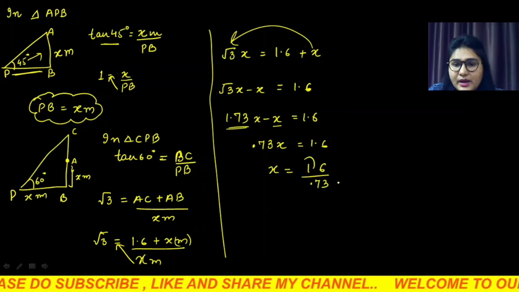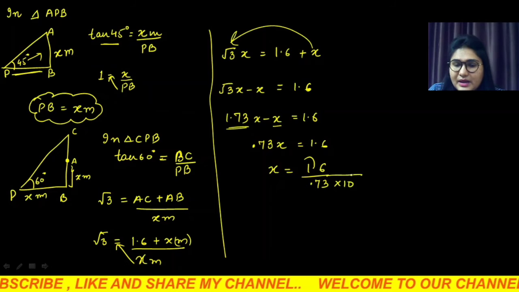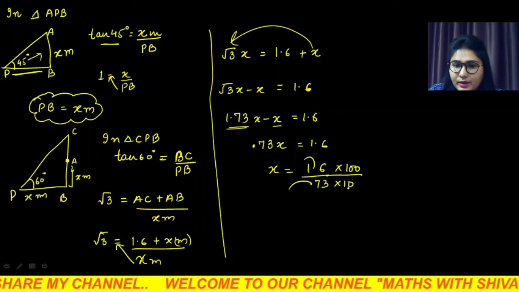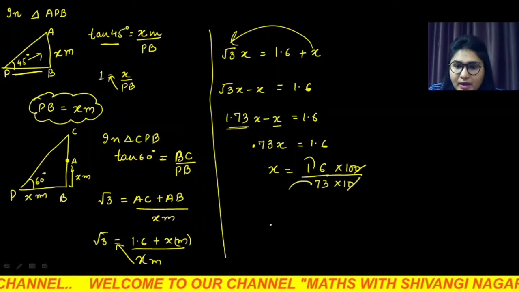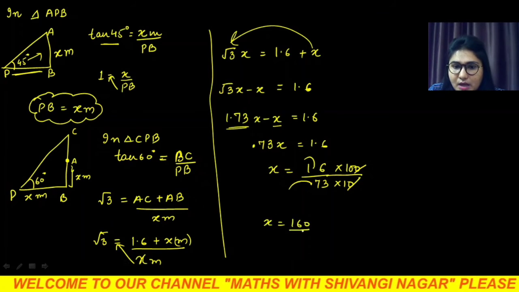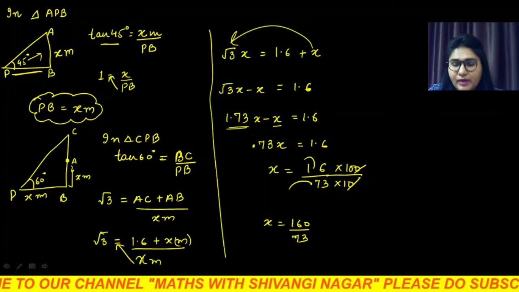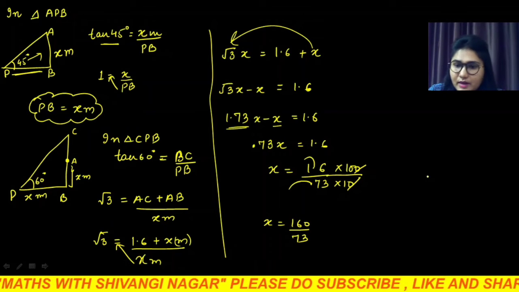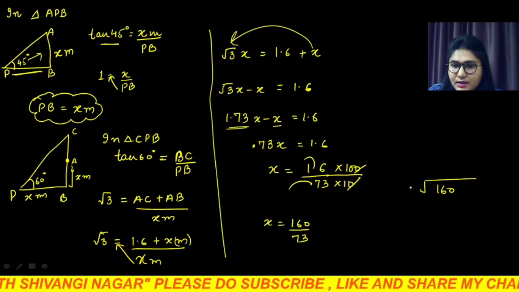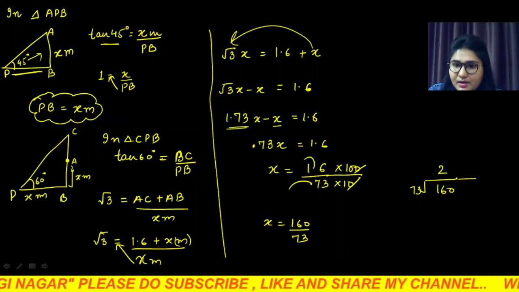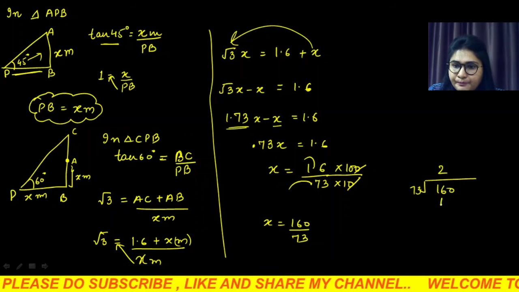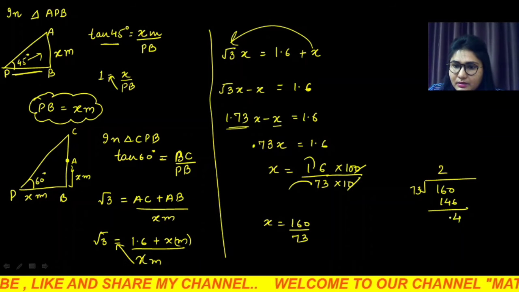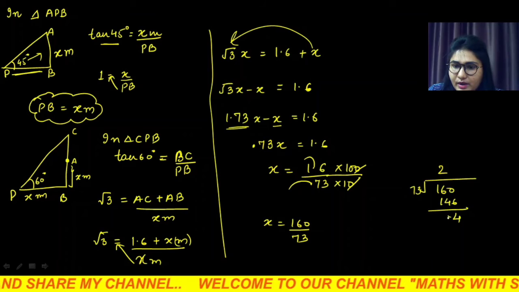Now remove the decimal here. We have to place 10 in the denominator, and if we remove this decimal, we have to place 100 in the numerator. This 0 cancels this 0. So we are left with x is equal to 160 upon 73. And if we try to convert it into decimal up to 2 decimals, 160 divided by 73 is, 73 2 times is 146. Then the remainder is 14.